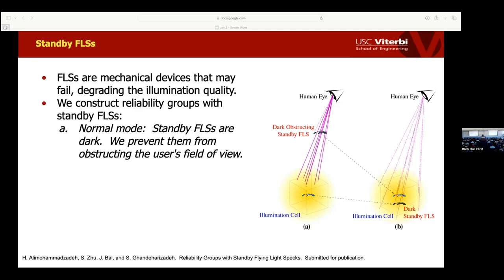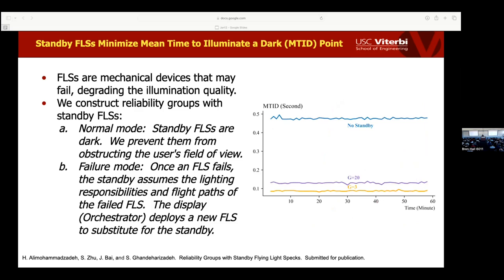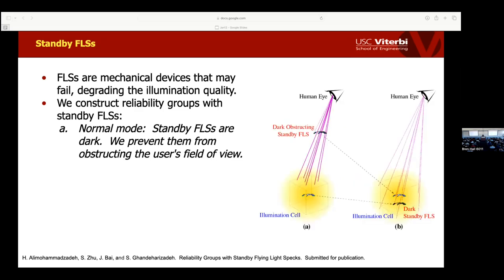An alternative to this is for that dark, obstructing standby FLS to start to illuminate the light of the illumination cell below it, the one behind that it is obstructing. So that's yet another approach to handle the obstruction. Will it be in the same cell? Same. So it moves into the illumination cell, but a different display cell.